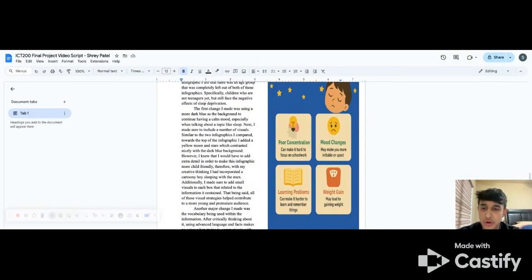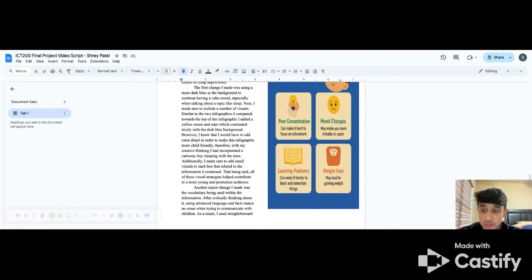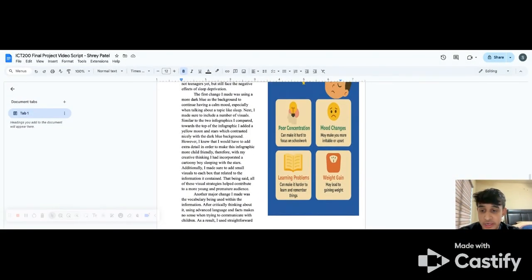Next, I made sure to include a number of visuals similar to the two infographics I compared. Towards the top of the infographic, I added a yellow moon and stars, which contrasted nicely with the dark blue background. However, I knew that I would have to add extra detail in order to make this infographic more child friendly. Therefore, with my creative thinking, I had incorporated a cartoony boy sleeping with the stars. Additionally, I made sure to add small visuals to each box that related to the information it contained. That being said, all of these visual strategies help contribute to a more young and premature audience.